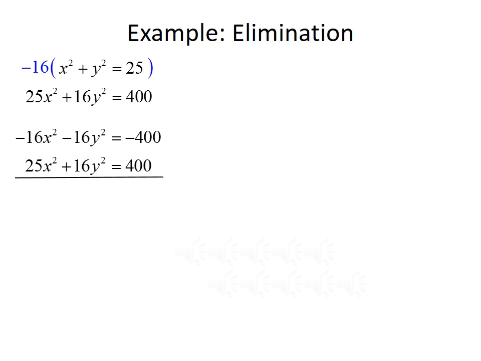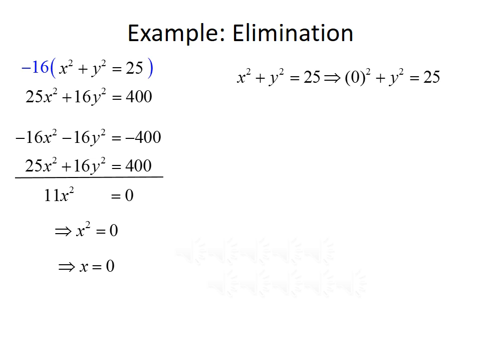And if we add our two equations together, negative 16x squared plus 25x squared gives us 11x squared. Negative 16y squared plus 16y squared cancels out, and negative 400 plus 400 also cancels out, giving us 0. So we're left with the equation x squared equals 0, which means that x equals 0 also. Now that we know that x is equal to 0, we can use it with one of our original equations to find out what y is.